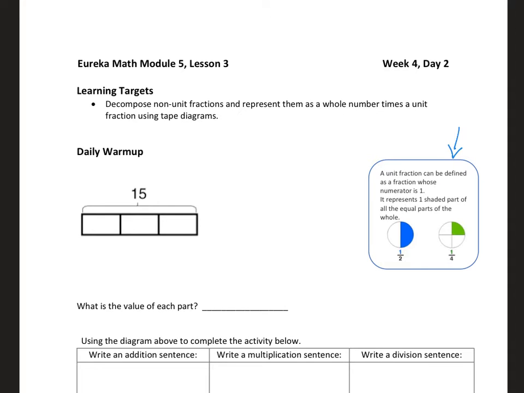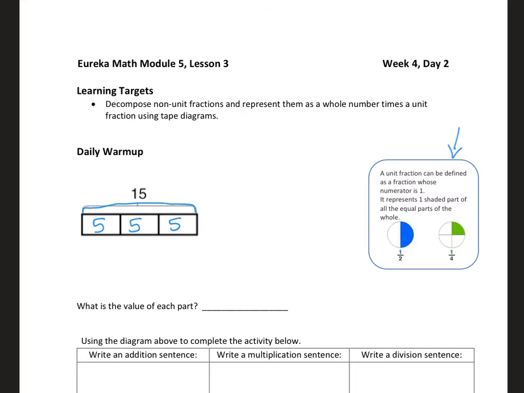And then for our daily warm up, we'll just go ahead and start here. I see that this tape diagram has a whole of 15. Okay, and I need to break it up into 3 equal parts. So I know that if there are 3 equal units and 15 is my total, each one is going to be worth 5. All right, so I would write 5, 10, and 15.